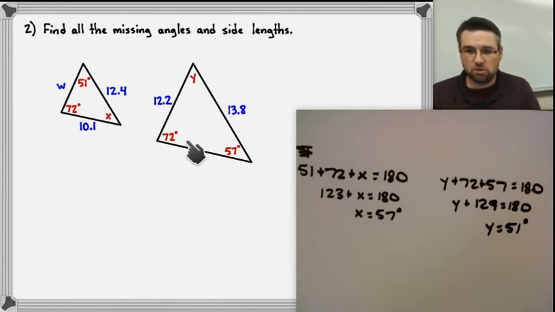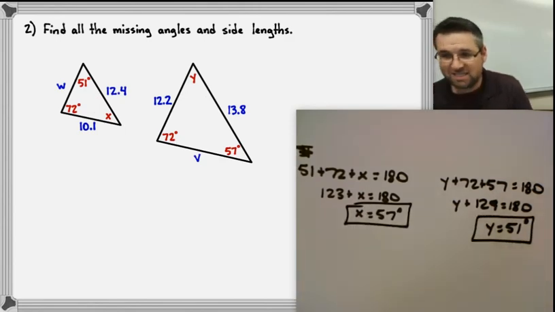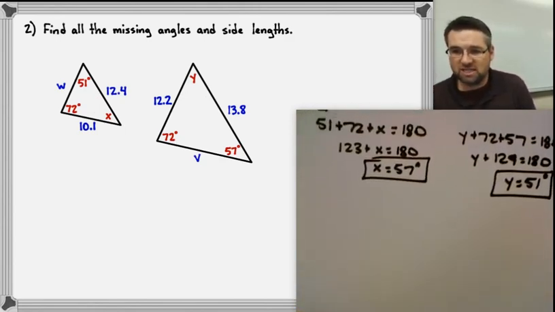Okay, so we have x and y, and now we do know that these triangles are similar because I've got 72 congruent to 72. I've got 51 and y is 51, so those are the same, and then x is 57 and 57. So I've got congruent angles here. That means I can find the missing side lengths of this triangle. So let's go ahead and set up a proportion that's going to help us out.